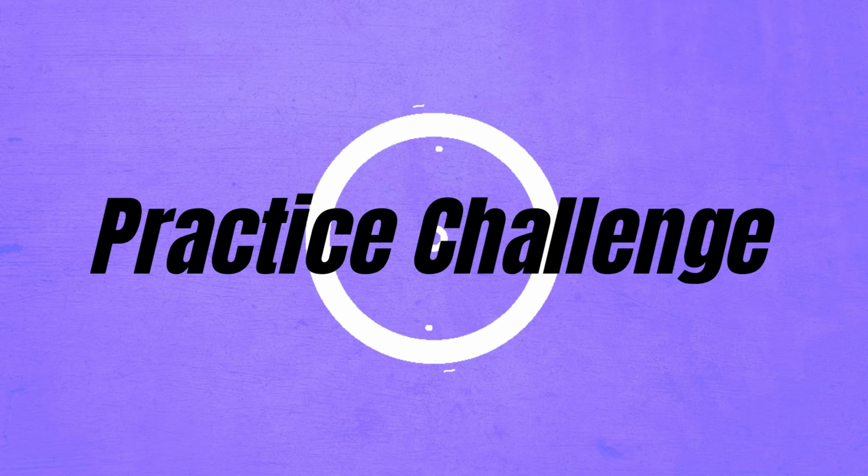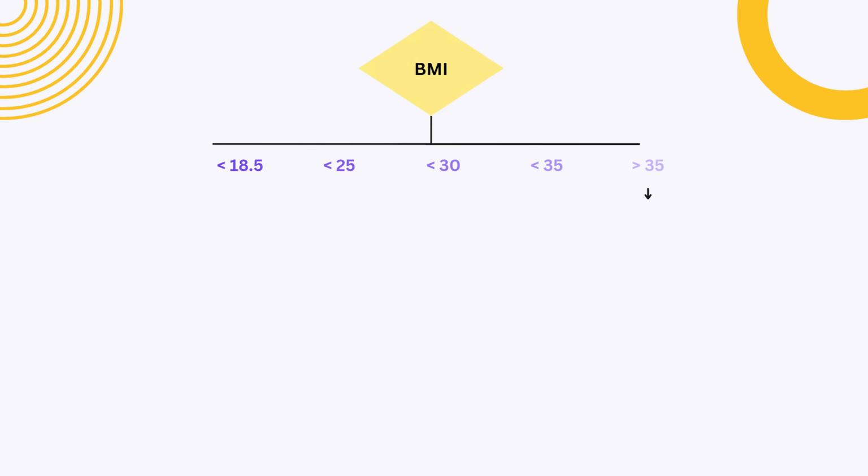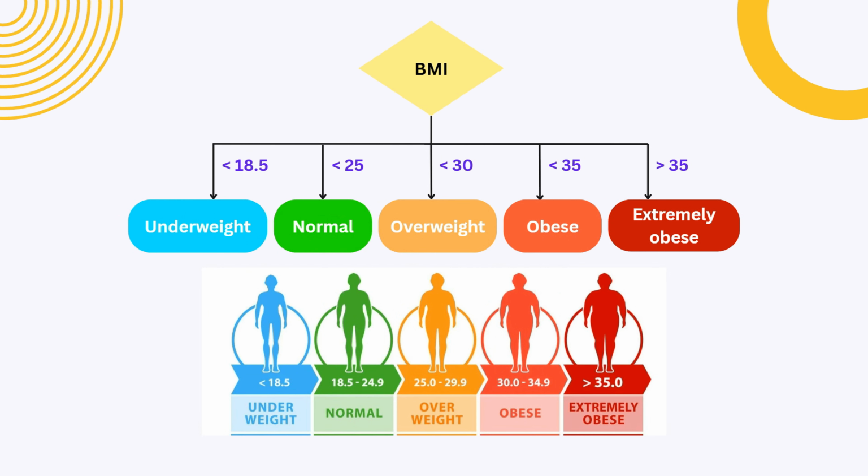Ready for a challenge? Your task is to write a program that asks the user to enter their weight and height, calculates the BMI using the formula weight divided by height squared. Remember, BMI is a simple health indicator based on height and weight. Here's how BMI categories are classified.